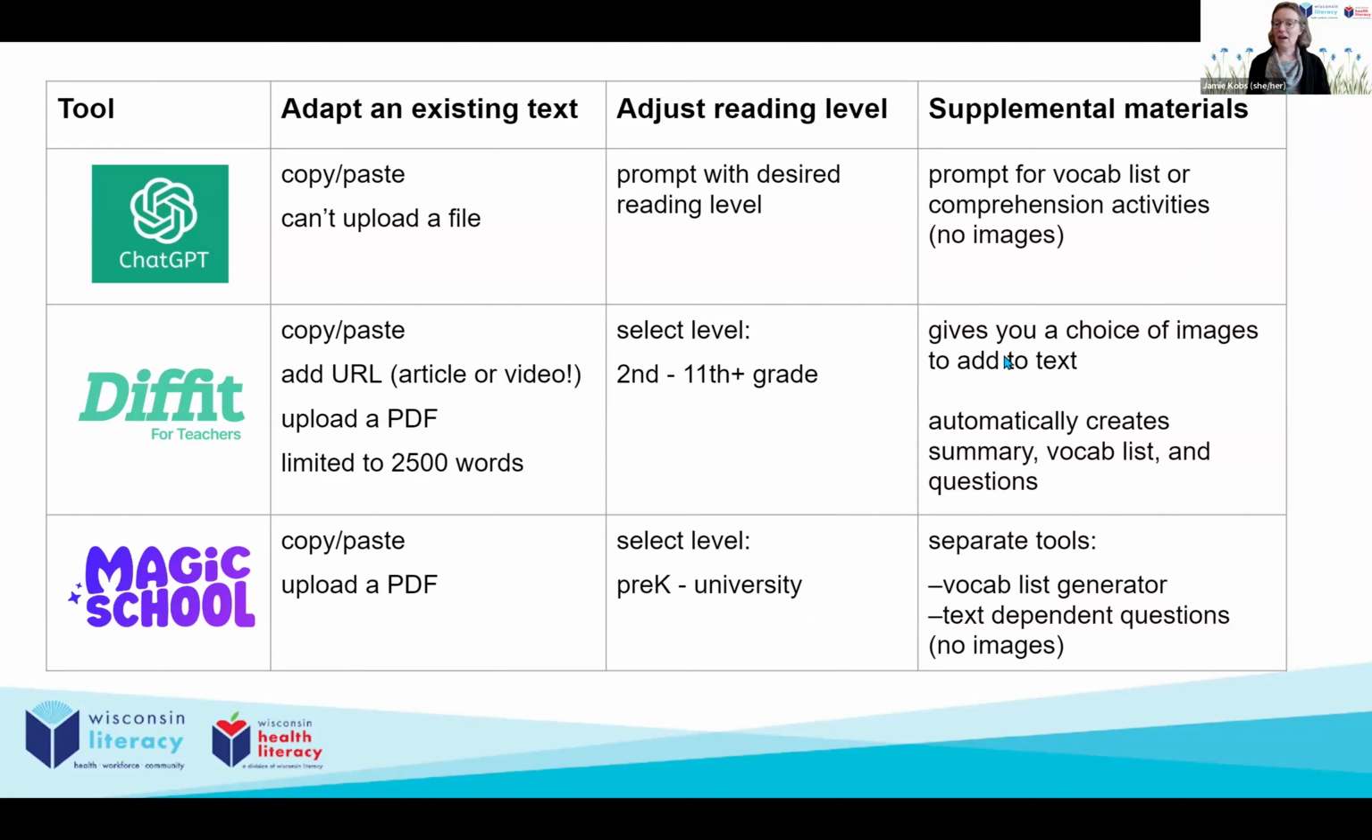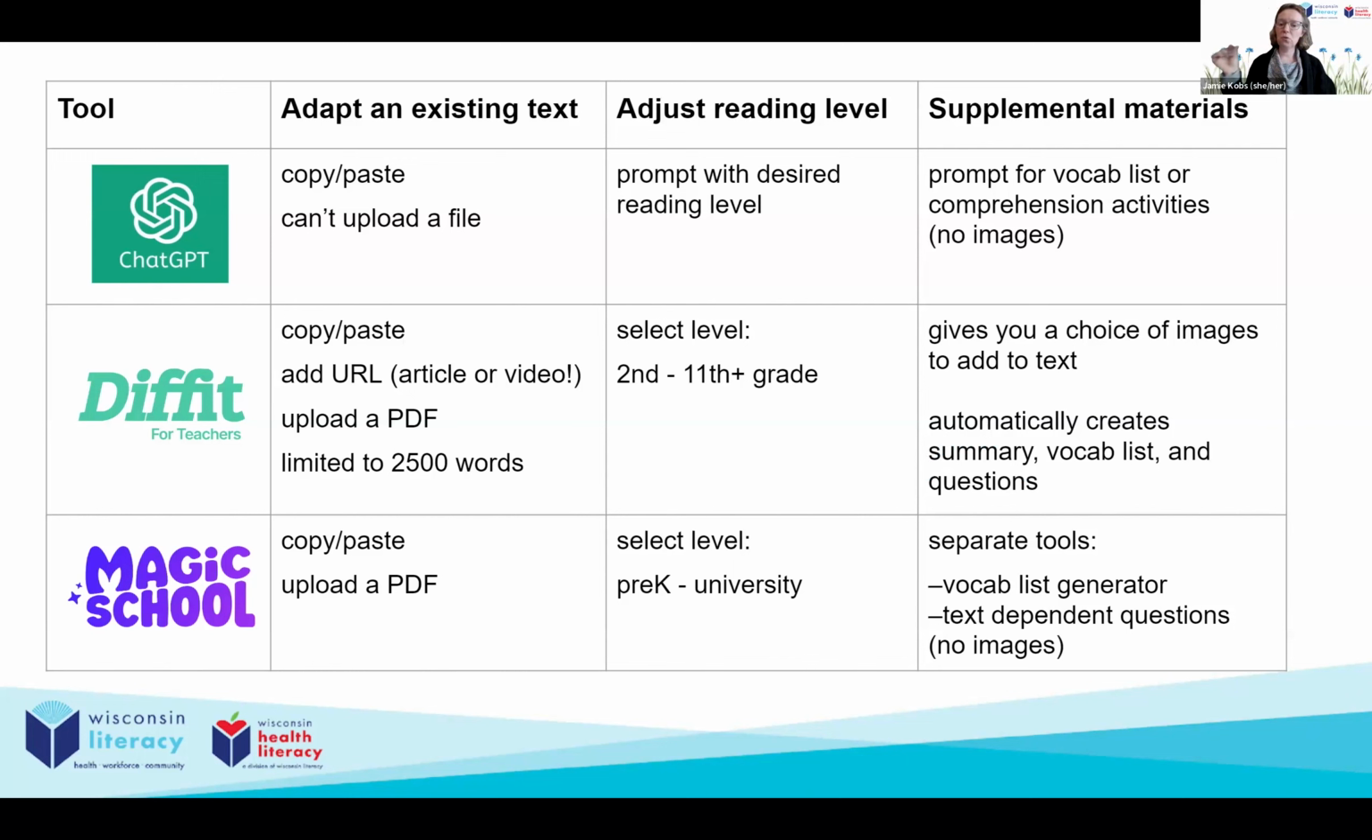With Diffit, when it creates a text for you, it gives you a choice of images to add to that text, and it will tell you the source of those images as well. And then it's automatically going to create a summary of the text for you, a vocab list, and questions, comprehension questions. Magic School is a little bit different.